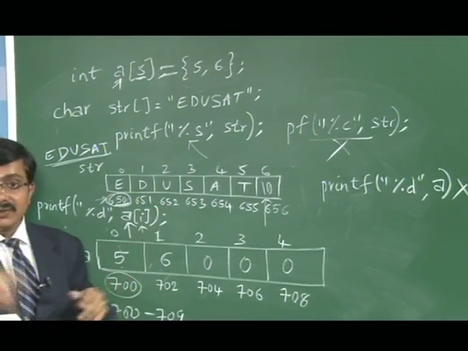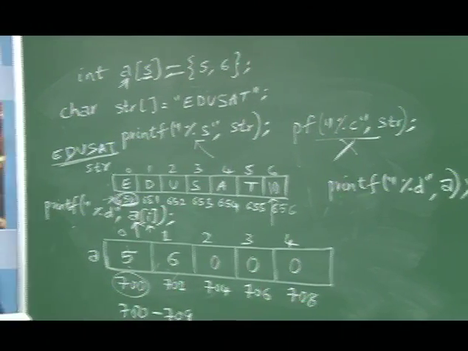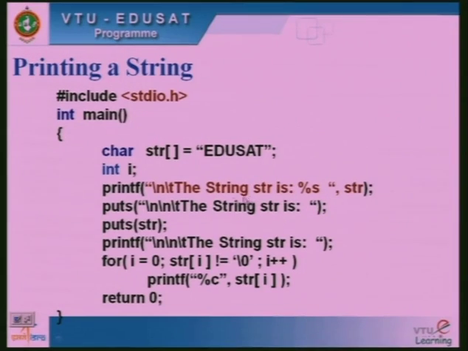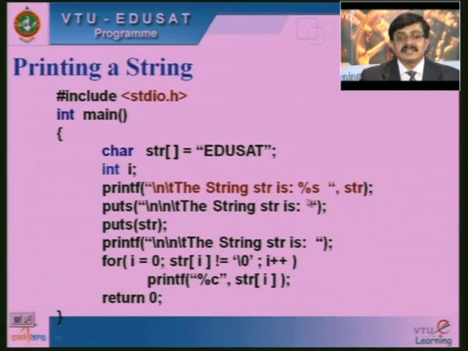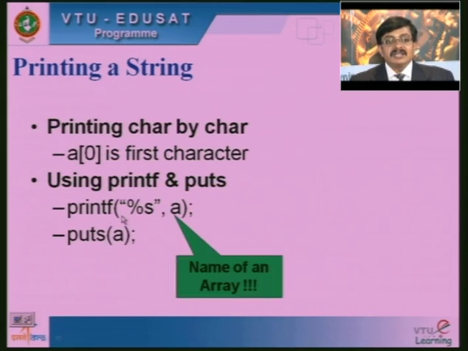So, anyhow, we will get to know the rest of the code here. Now, the string is: the string str is %s, str. Since I am using %s here, I am mentioning str there. The string str is, so I am printing the string in another way, making use of the puts function. I told you the printing can be done in different methods.